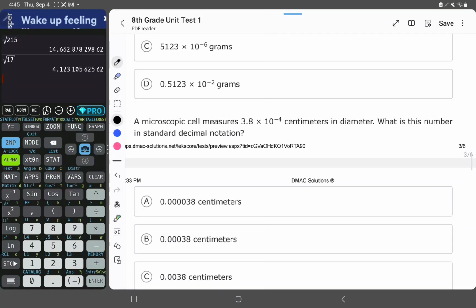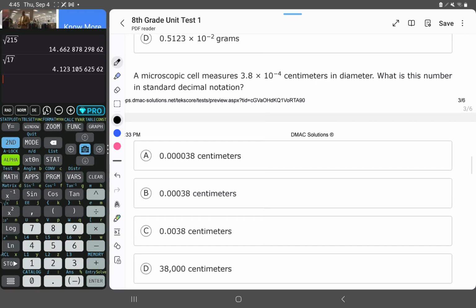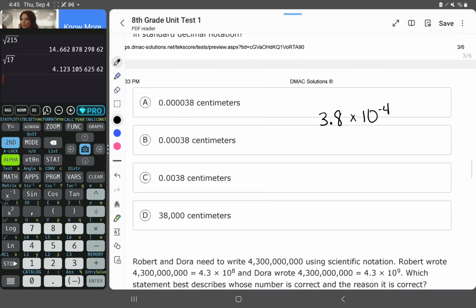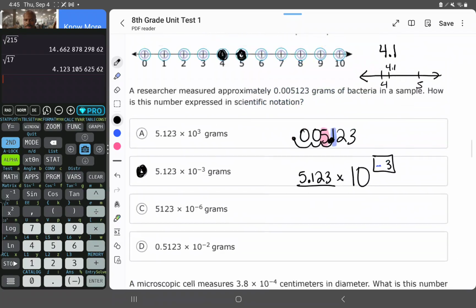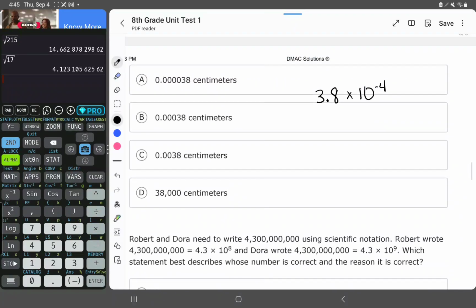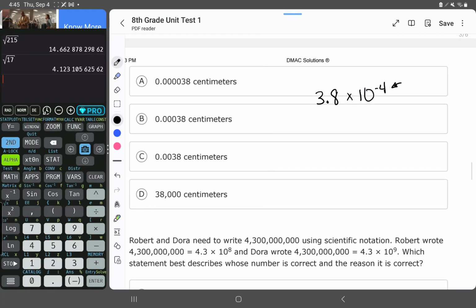This one says a microscopic cell measures 3.8 times 10 to the -4 centimeters in diameter. What is this number in standard notation? So that's where we take it out of scientific and put it into a normal number. Now, because this is negative, our final answer is going to be a decimal or a whole number. This is going to be a decimal, so we can automatically X that one out.